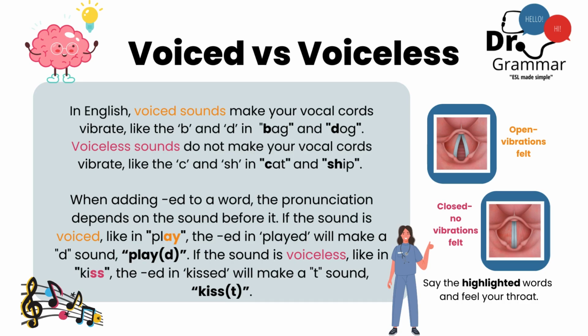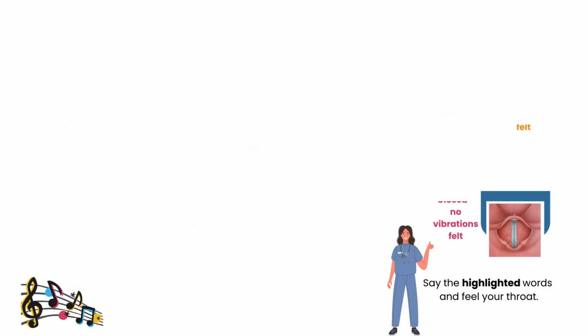When adding ED to a word, the pronunciation depends on the sound before it. If the sound is voiced, like in play, the ED that's added in played will make a D sound. Played. If the sound is voiceless, like in kissed, the ED that is added in kissed will make a T sound. Kissed. Say the highlighted words and feel your throat to see if you feel the vibrations or not.